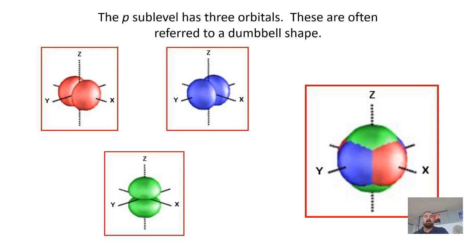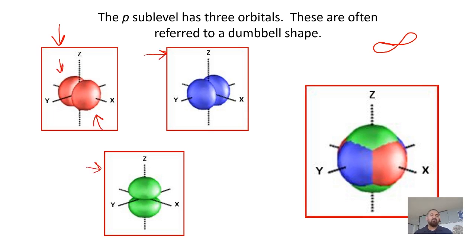Here's the P block. So the P block is dumbbell shaped. So right now where you wrote P block, I want you to write the shape for the P block. The P block is dumbbell shaped. Really, it's figure 8 shaped, but we call that dumbbell shaped. And here you can see the 3 orbitals. So there's one right there. There's another one. And that's our 3rd orbital.